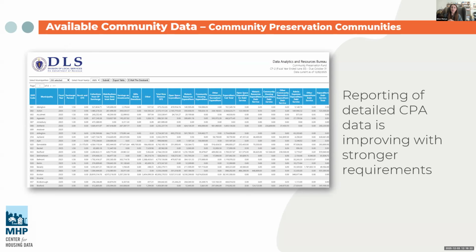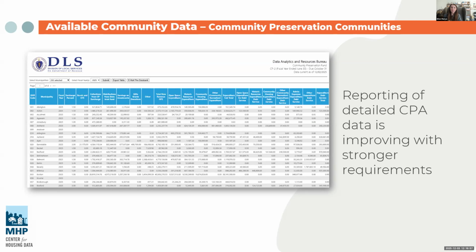And so the Division of Local Services through the Department of Revenue collects this data every year from CPCs, but it's pretty spotty. There's a CP2 form, which is what communities need to fill out. There's variation in how that's filled out, depending on who in the town or the city is doing it. Not all towns and cities have been reporting as frequently as they should be. Annually is what they're supposed to do.